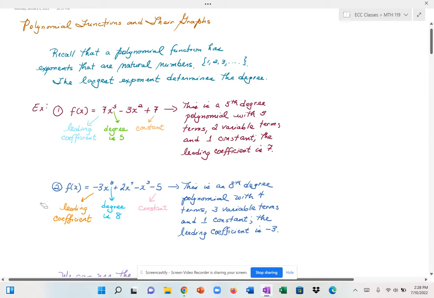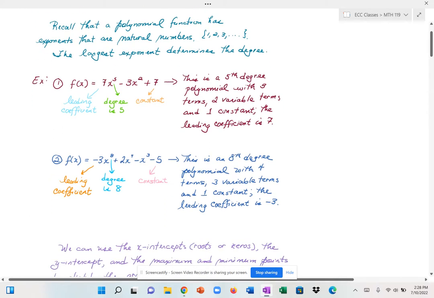So being able to determine the degree and the leading coefficient will have a lot to do with how the graph of the function behaves. So that's the first thing we need to understand is how to identify the degree and the leading coefficient.